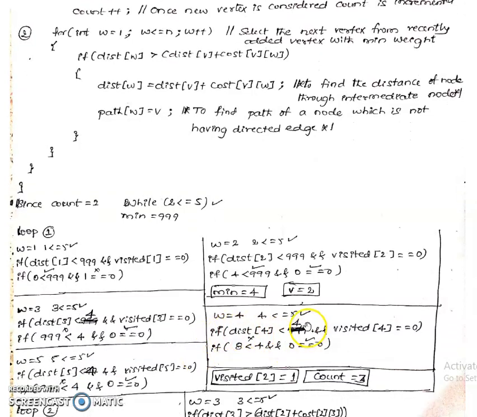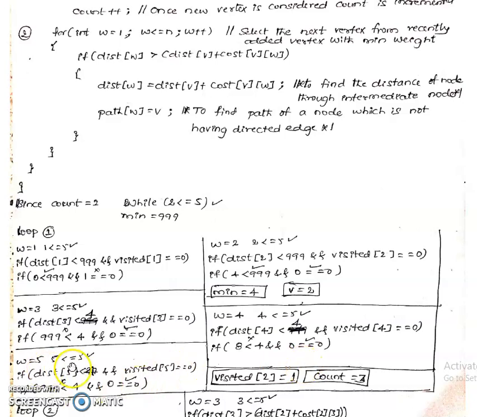Then W is equal to 4, 4 less than or equal to 5. Distance of 4 is 8. Even though you don't have a direct edge from vertex 1 to vertex 4, the value here is 8. 8 is less than 4, condition is false. 0 double equal to 0. Even though the vertex is not visited, we can't consider it.